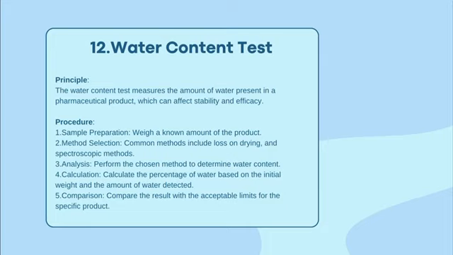3. Analysis. Perform the chosen method to determine water content. 4. Calculation. Calculate the percentage of water based on the initial weight and the amount of water detected. 5. Comparison. Compare the result with the acceptable limits for the specific product.